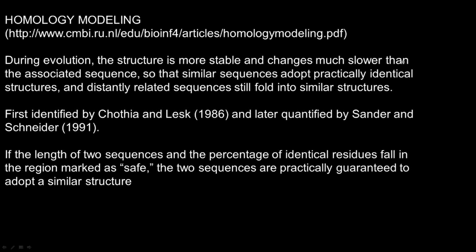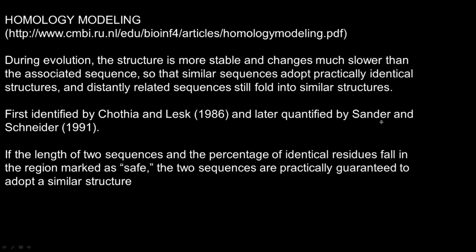During evolution, the structure is more stable and changes much slower than the associated sequences. So the structure remains almost the same even if there are small changes in the sequences. That's the finding from evolution. Similar sequences adopt practically identical structures, and distantly related sequences still fold into similar structures. So that means if the similarity is even 30%, 40%, we can say the three-dimensional structure will be almost the same. Even if sequences change, the structure is more stable.